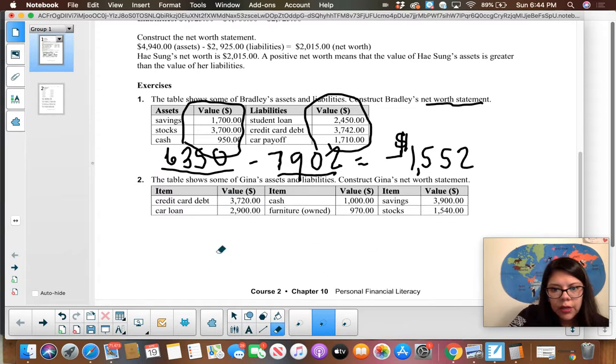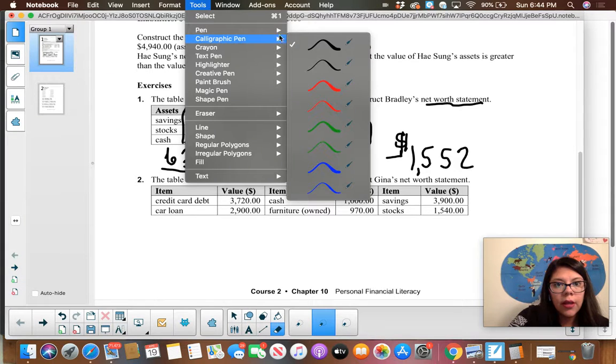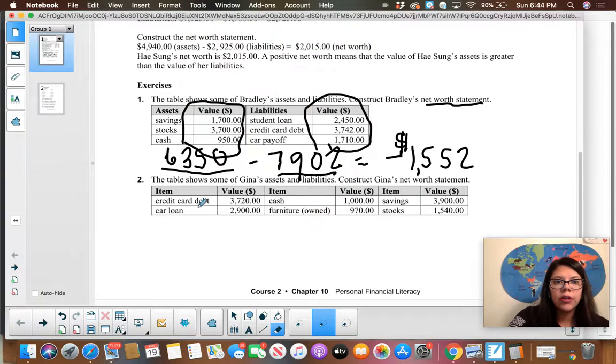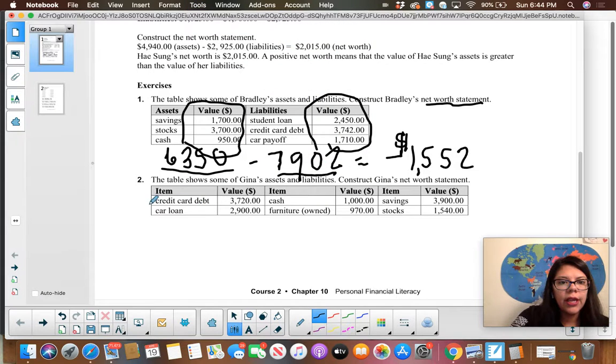So everything here is mixed up. We're going to have to figure out what is an asset and what is a liability in Gina's. They didn't put it nice and organized for us like in number 1. Okay, so I'm going to put an A for asset and an L for liability. Credit card debt, that is going to be a liability. Car loan, that's something you still owe. That's a liability.